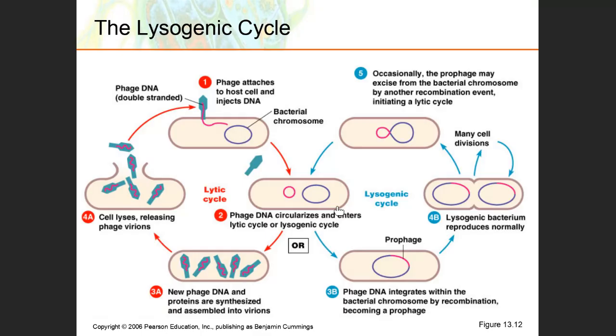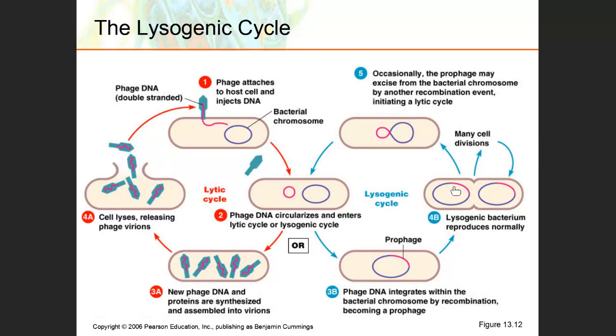Now, here is the cycle. Lambda does not have tail fibers, but it still attaches to cell surface receptors. It still uses lysozyme to drill through the cell wall and inject its DNA. The DNA has to circularize before it can recombine and integrate with the bacterial chromosome. But if it does so, it goes dormant. And we call the integrated viral DNA a prophage. Every time that bacterial cell divides, each daughter cell has a copy of the prophage, right? So thereby potentially creating many, many more copies of the virus this way.